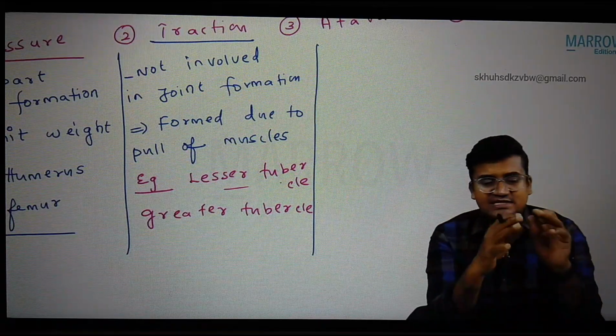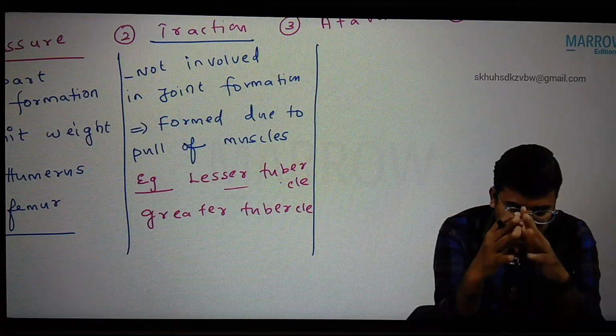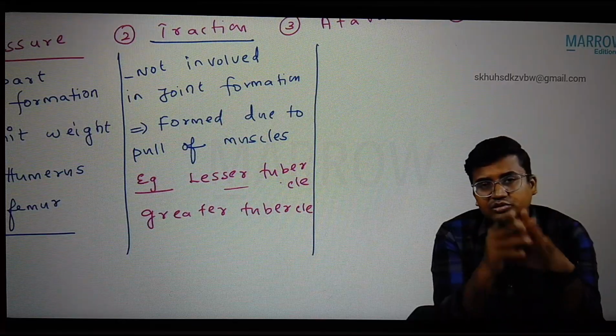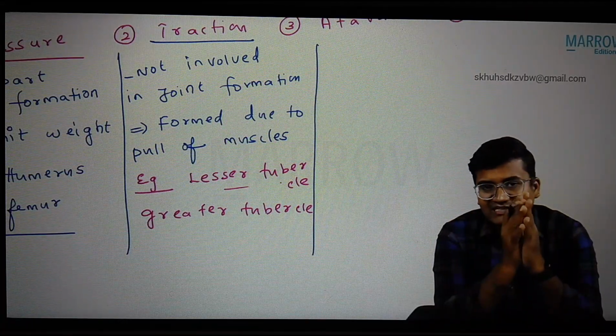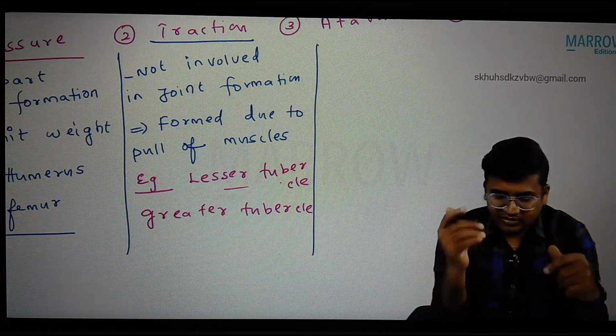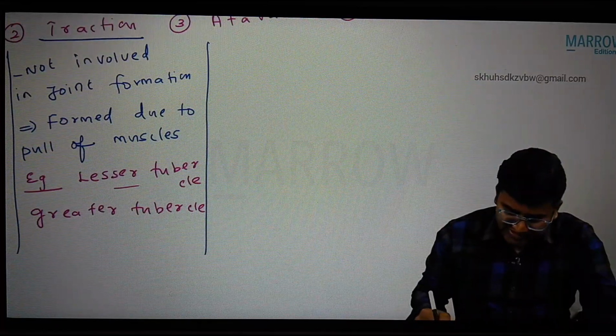Now traction epiphyses are not involved in the joint formation. They are formed due to the pull of the muscles. Clear? Now next, atavistic epiphysis.